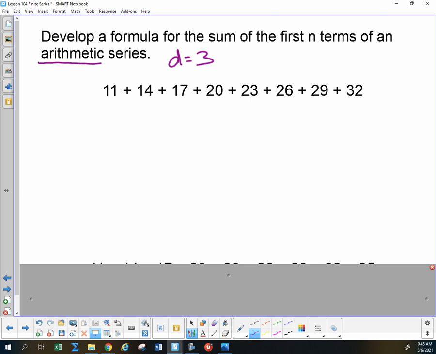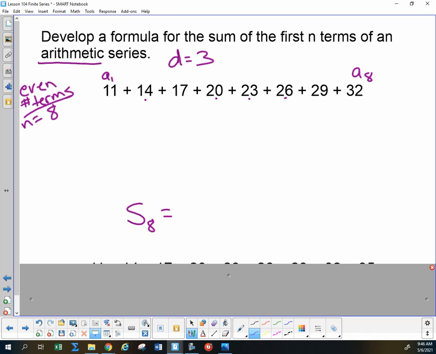So this one, I have A1, A2, 3, 4, 5, 6, 7, 8. So this one, I happen to have an even number of terms. Specifically, I am adding 8 terms together. And I want to know what is the sum of all 8 of those going to be, and you're not going to grab your calculator and start punching in 11 plus 14 plus 17.